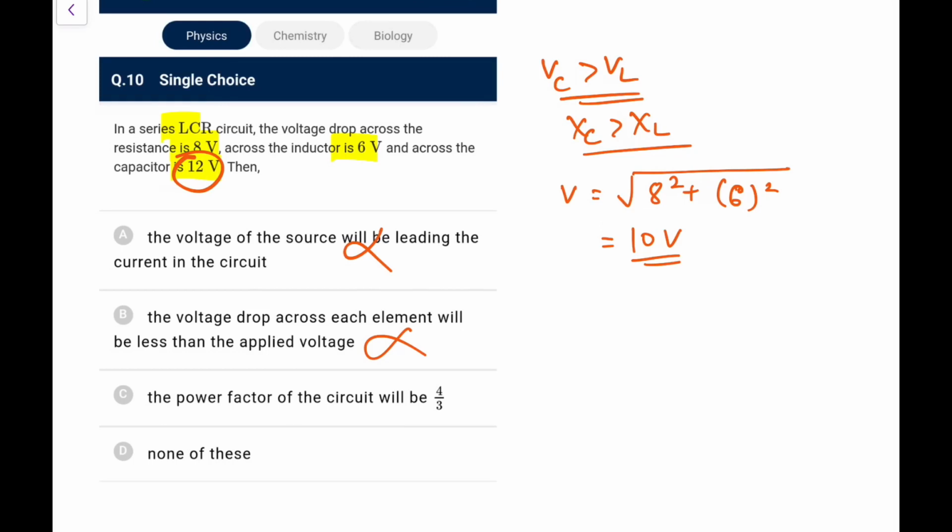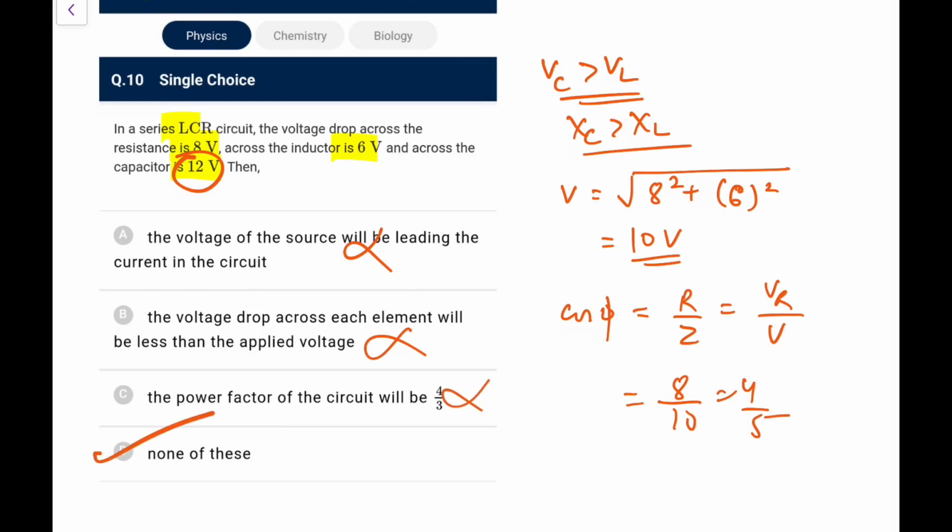The power factor, that is what we write as cos phi. Cos phi is what we write as R by Z. So R by Z, we can write it as VR by V of source, that is 8 by 10, so that comes out as 4 by 5. Because the power factor is 4 by 5, that is also not correct, so the answer would be none of these.